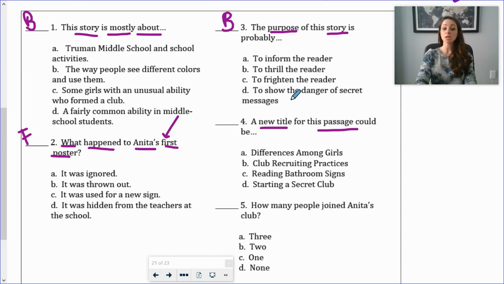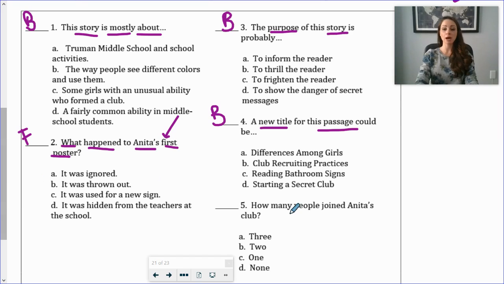Now remember, titles are related to the topic, and topic is related to the main idea. This question is a big picture question. It's asking me to think big. When you give something a title, you're thinking holistically about the passage. I'm thinking big. So I'm coding it with a B for big picture.